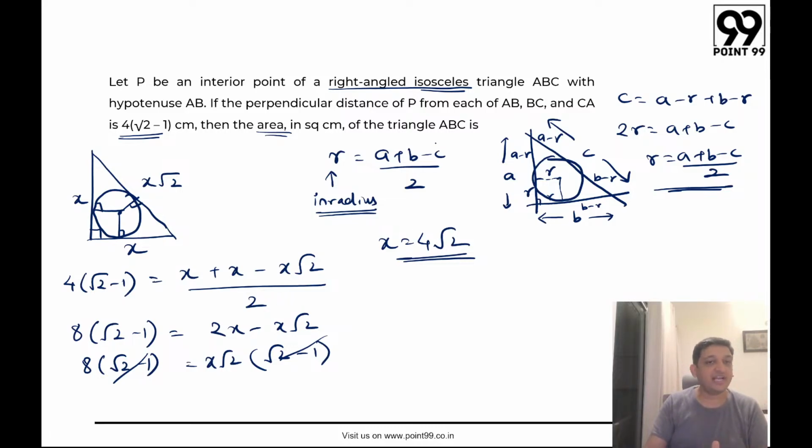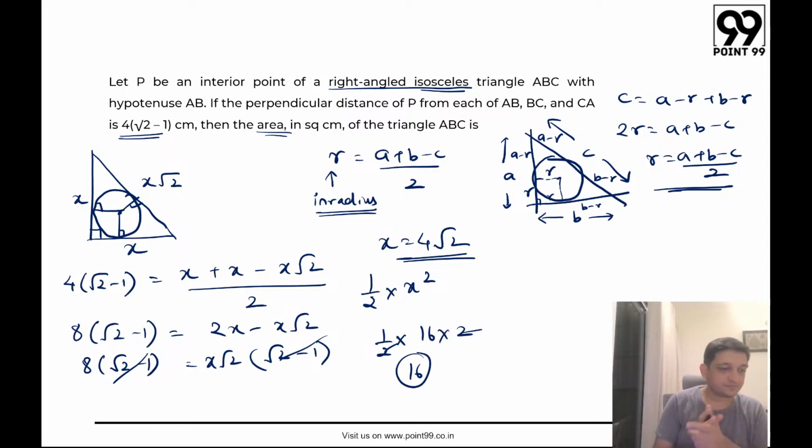What is the area of triangle ABC? Half into x square, or half into 4 root 2 the whole square. 4 square is 16, root 2 square is 2. The area of this triangle will be 16 square centimeters. So Arkadipto, your answer was right.